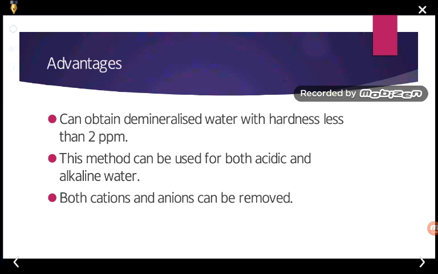Next, both the cations and anions can be removed. You know that in the demineralization process, as the name itself says, D means removal of minerals, the ions, whether anions or cations. So we are going to remove all the cations and anions from the water, which is called demineralization. Here both cations as well as anions can be removed.